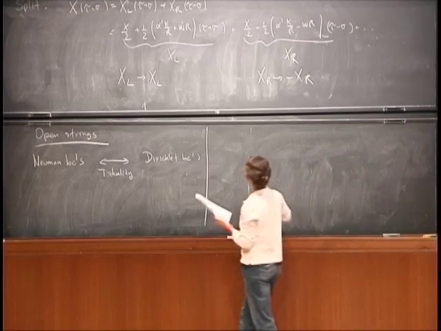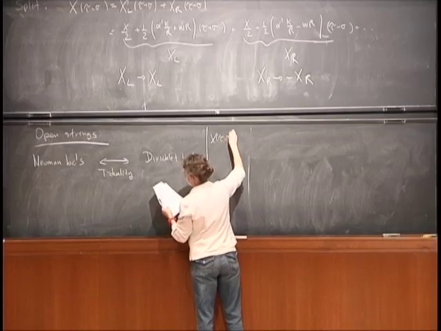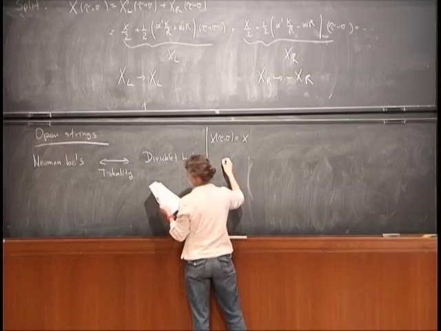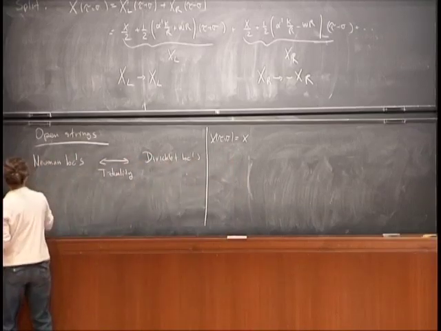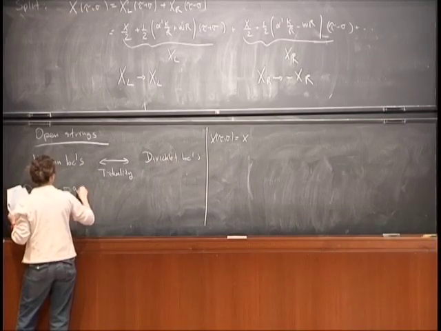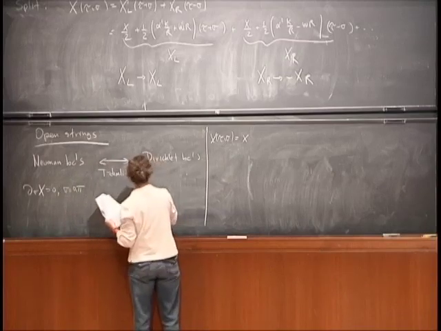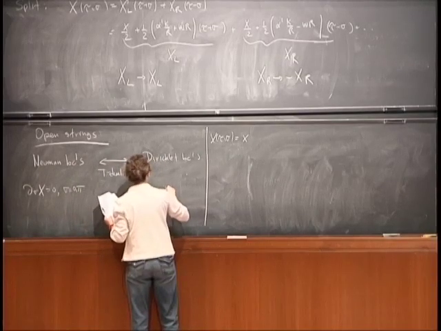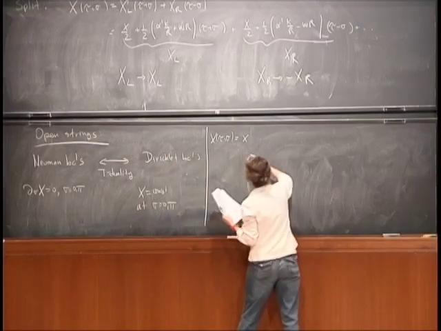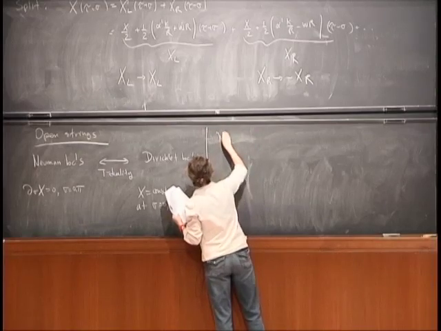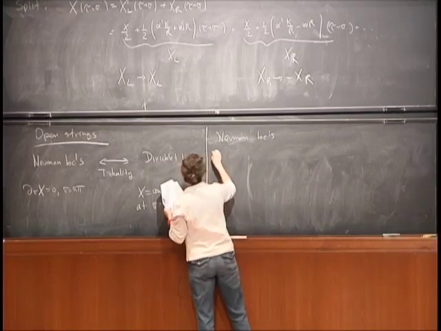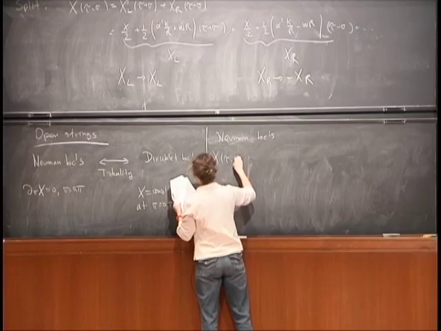Imagine that we start with a string with Neumann boundary conditions, which would have a mode expansion like this. Remember that to have Neumann boundary conditions, we want the sigma derivative of x to be equal to 0 at the end of the string, let's say at sigma equal to 0 and pi, while for Dirichlet we want x to be constant at sigma equal to 0 and pi. So if we have a string with Neumann boundary conditions, we would have an expansion like this.